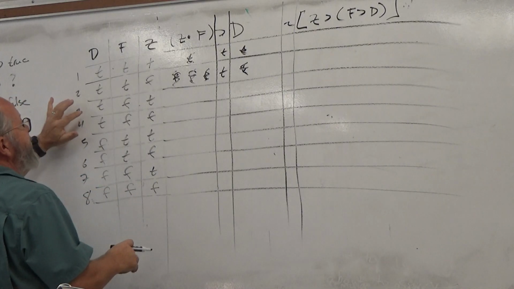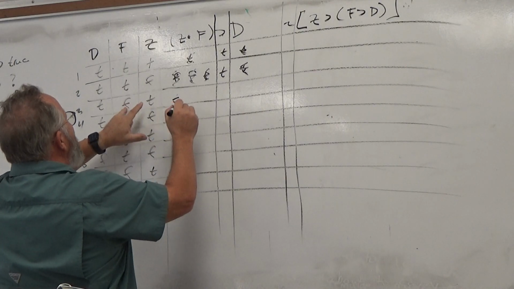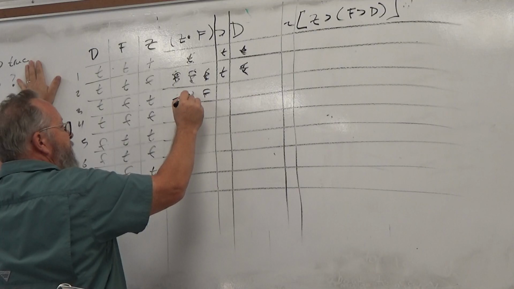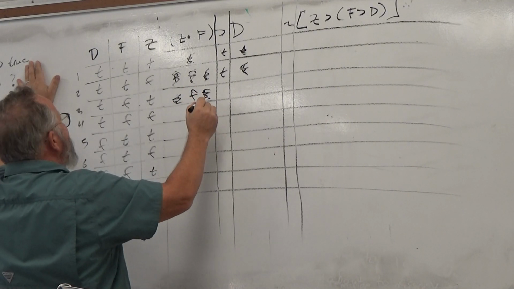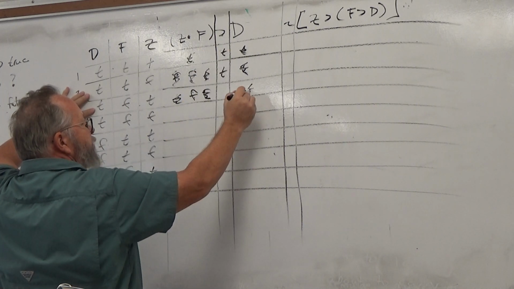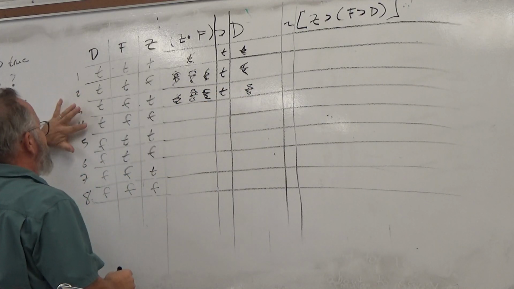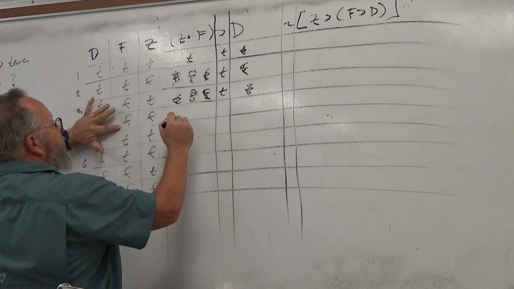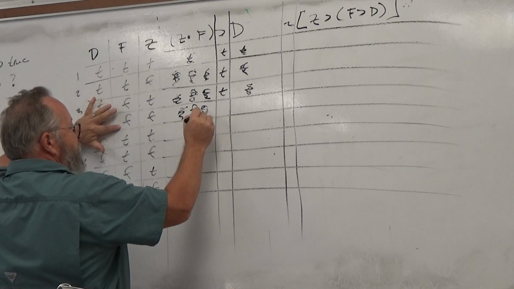So now I'm on line 3, Z and F. Z is true, F is false, so let's do the and. True and false is false, okay? And D on this line is true, false, then true is true. Okay. So let's go to line 4, Z and F. We have false and false, which is false, okay?